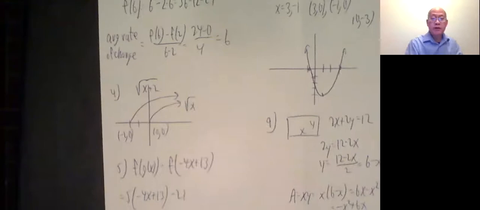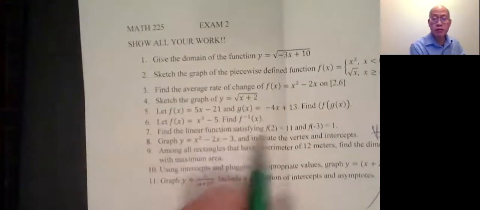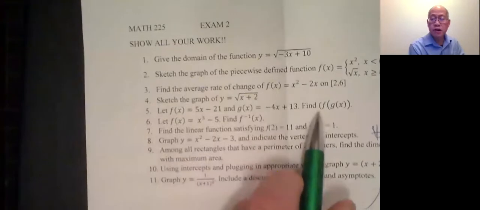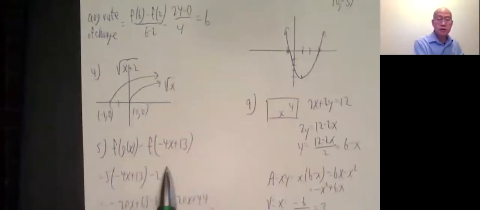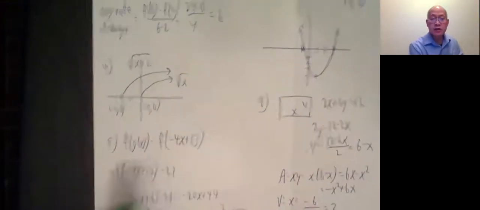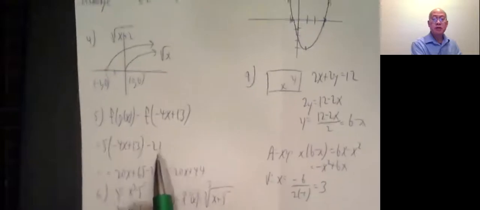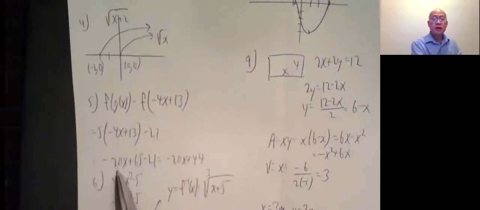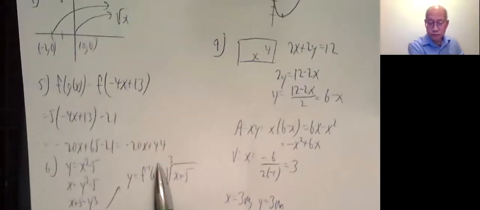Okay, 5, f of g of x. So your functions are 5x minus 21 and negative 4x plus 13. Find f of g of x. So it's f of negative 4x plus 13. That thing goes into the f function. So 5 times negative 4x plus 13, minus 21. Negative 20x plus 65 minus 21. Final answer is negative 20x plus 44.